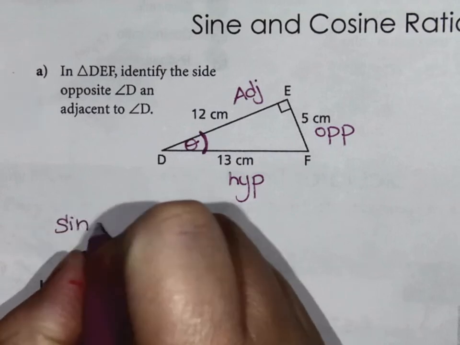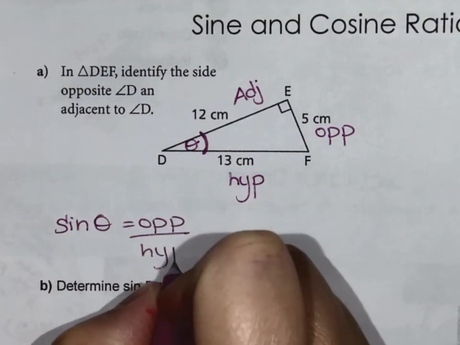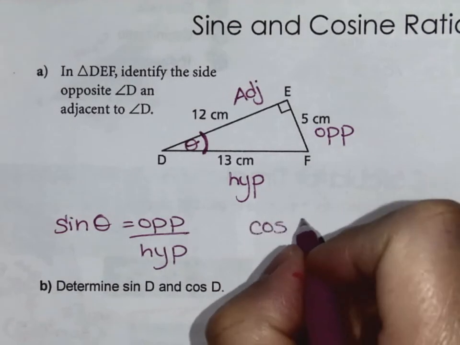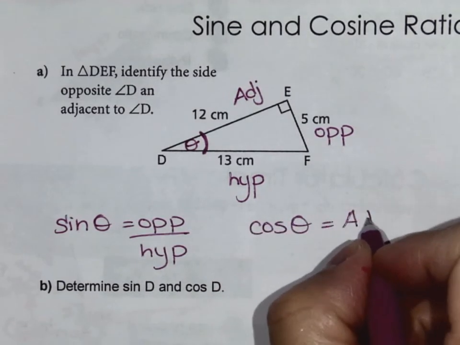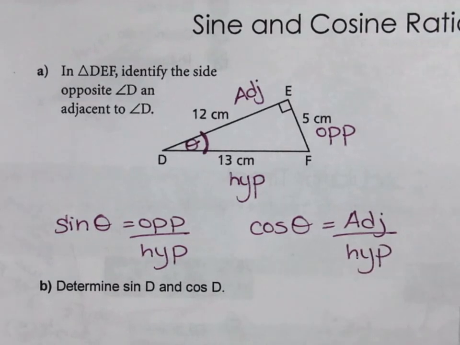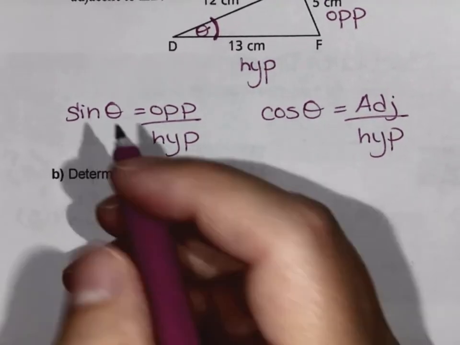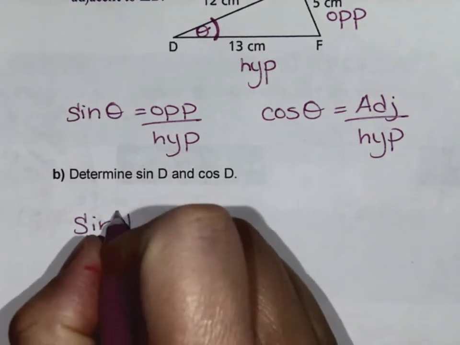So sine of the angle is equal to the opposite side divided by the hypotenuse, and cos of the angle is equal to the adjacent side divided by the hypotenuse. Those are the two trig formulas from the other page. I just keep writing them over and over again so that I remember. So now we're going to do sine of D.